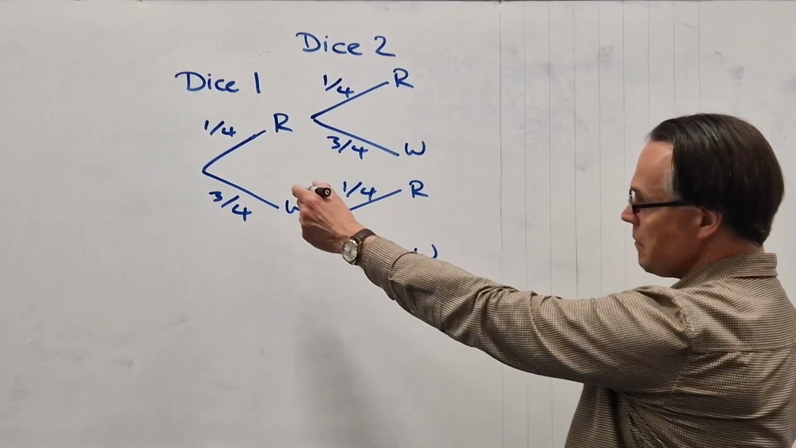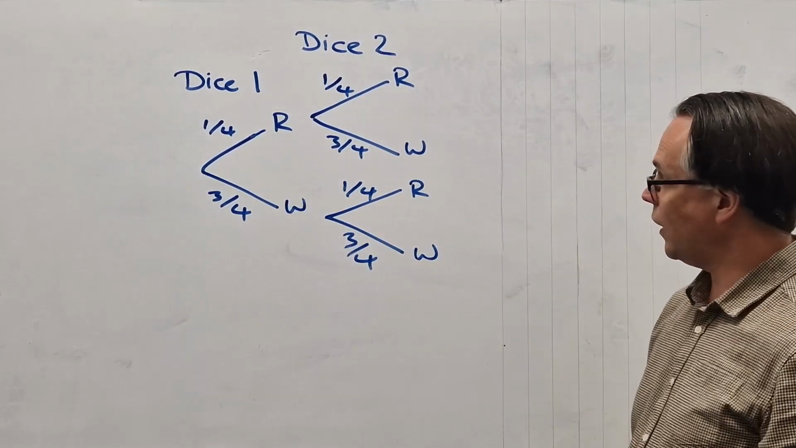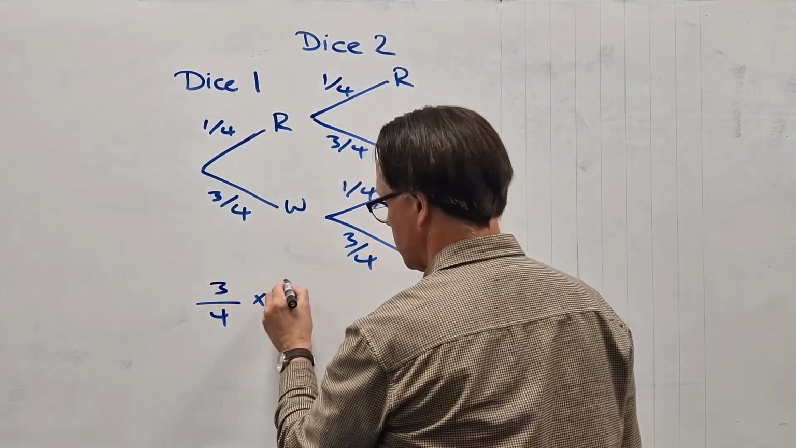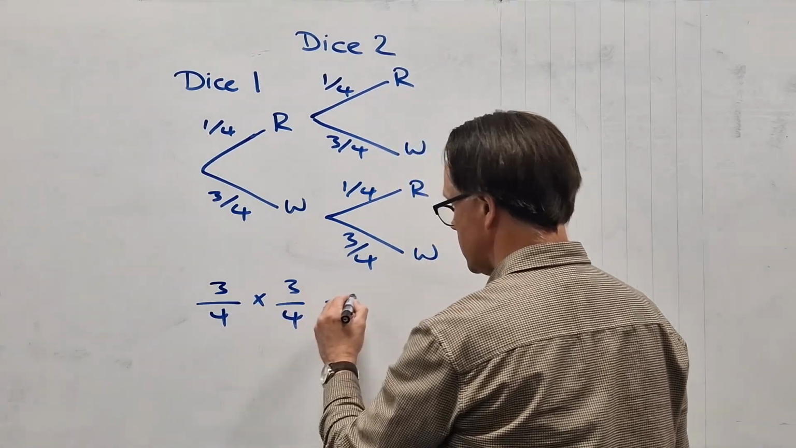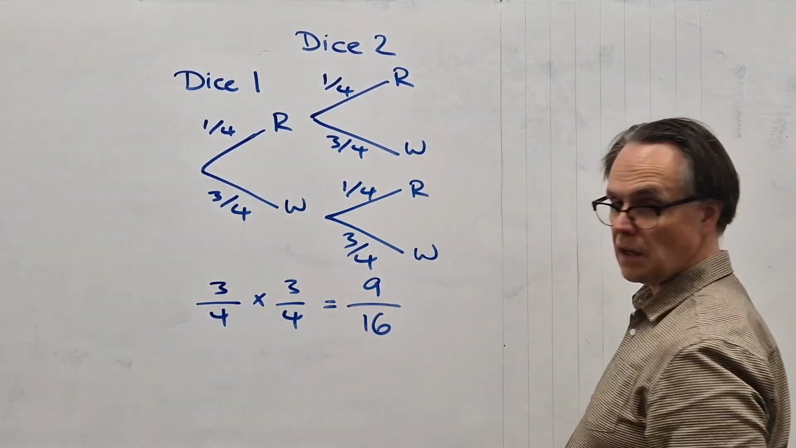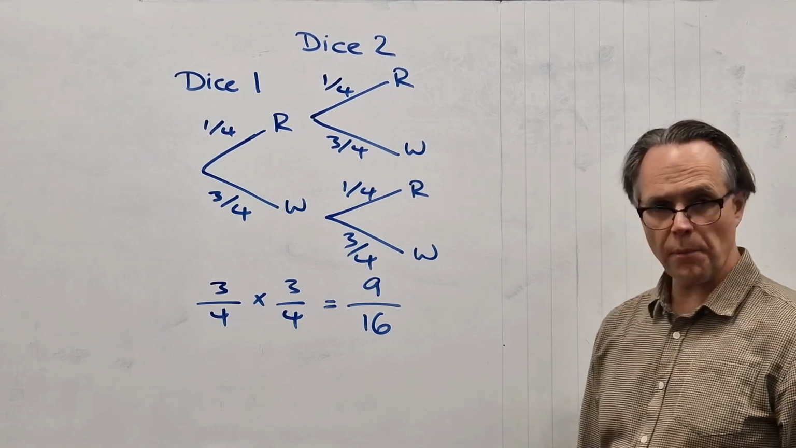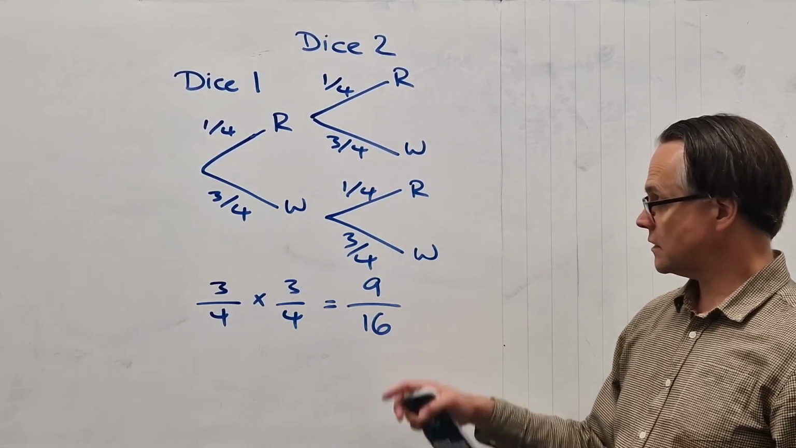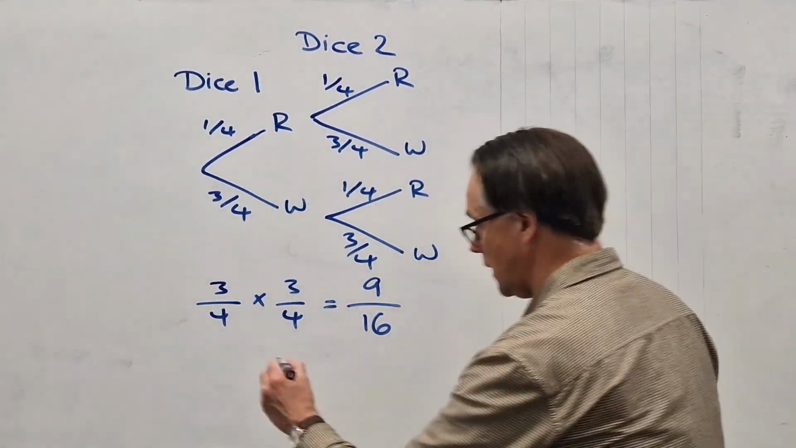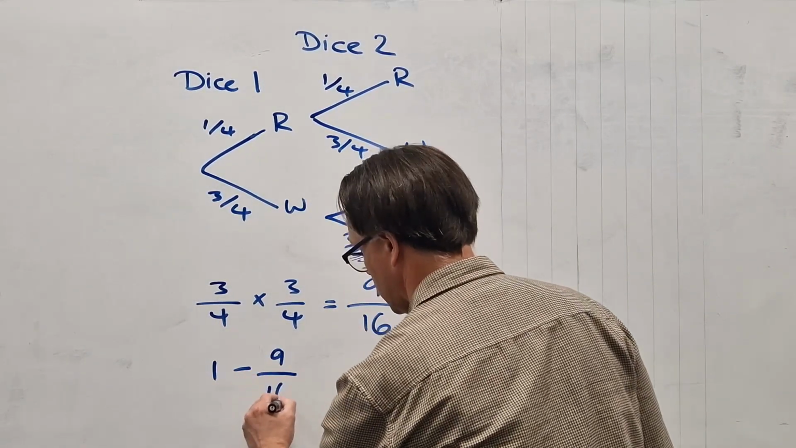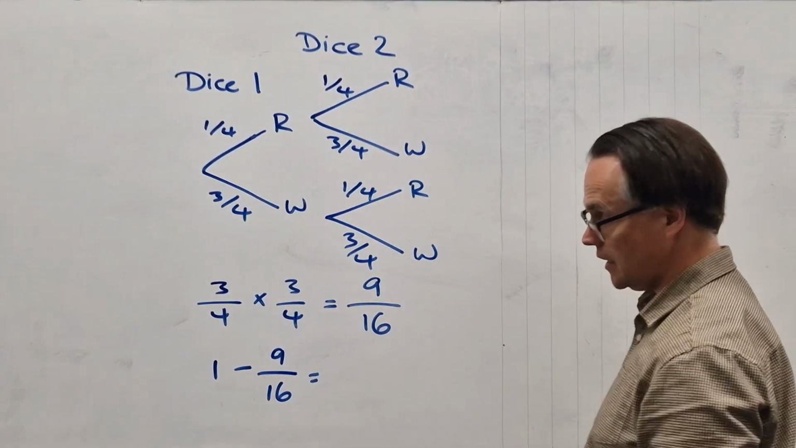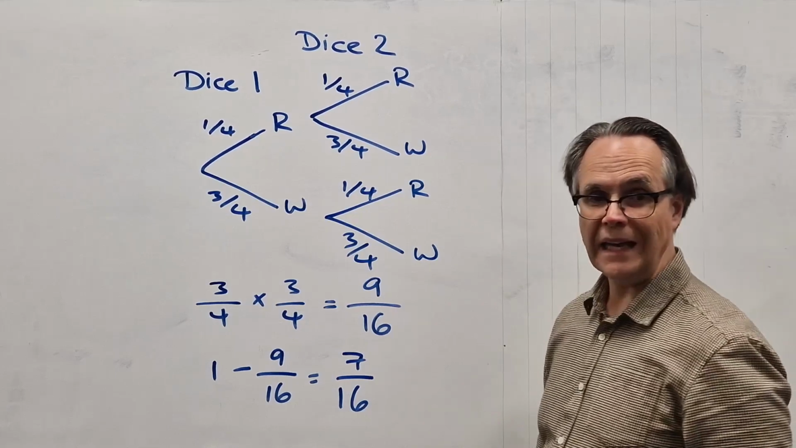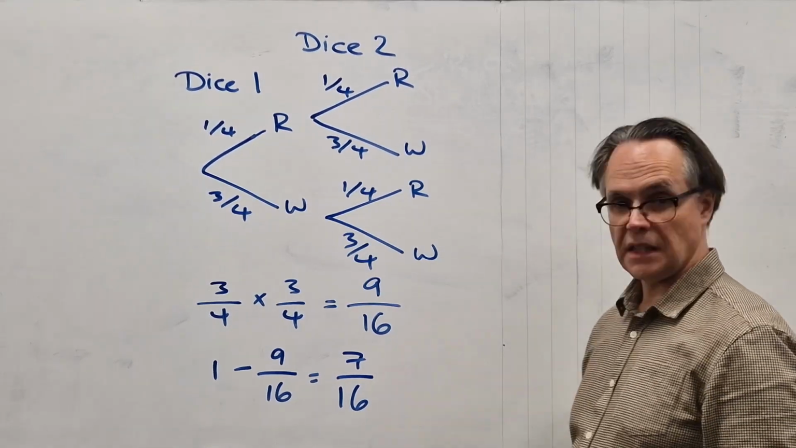So the probability that they both land on white will be 3/4 times 3/4, which is 9/16. And so the probability that at least one of them will land on red is 1 minus 9/16. So if I do that, that gives us 7/16. And because we know that 8/16 is 1/2, 7/16 is less than 1/2.